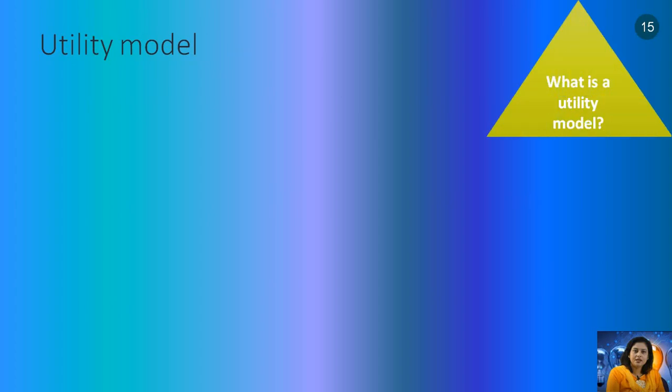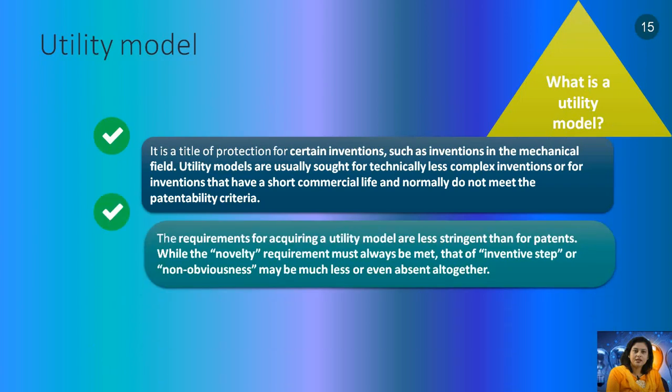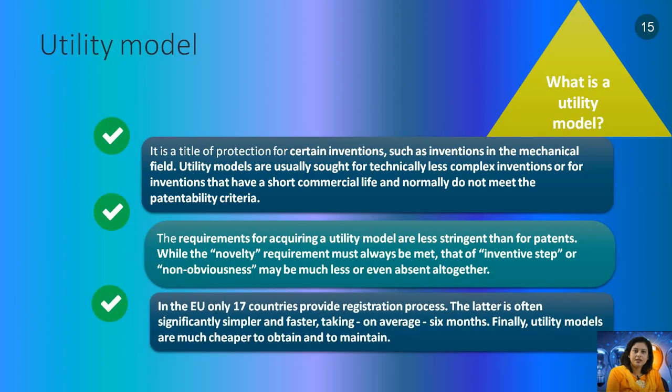What is a utility model? A utility model is a title of protection for certain inventions such as inventions in the mechanical field. Utility models are usually sought for technically less complex inventions or for inventions that have a short commercial life and normally do not meet the patentability criteria. The requirements for acquiring a utility model are less stringent than for patents, while the novelty requirement must always be met. That of inventive step or non-obviousness may be much less or even absent altogether.